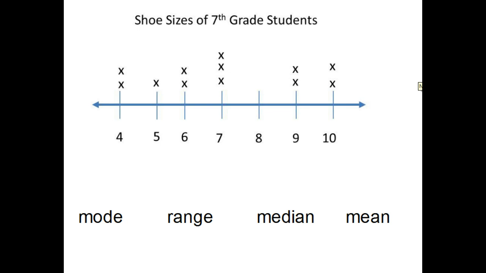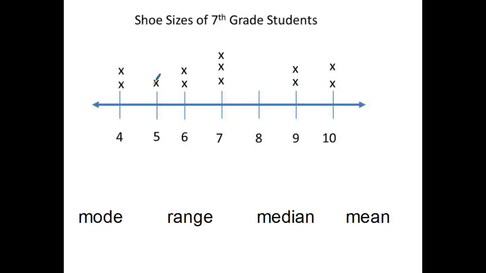Okay. This particular one, and this is the last one I'm going to do with you guys, is the shoe sizes of 7th grade students. So everybody who had a size 4, they put their X above it. Everybody with a size 5 put their X above that. 6, 7, 8, 9, 10. We're going to find the mode, the range, the median, and the mean for those.